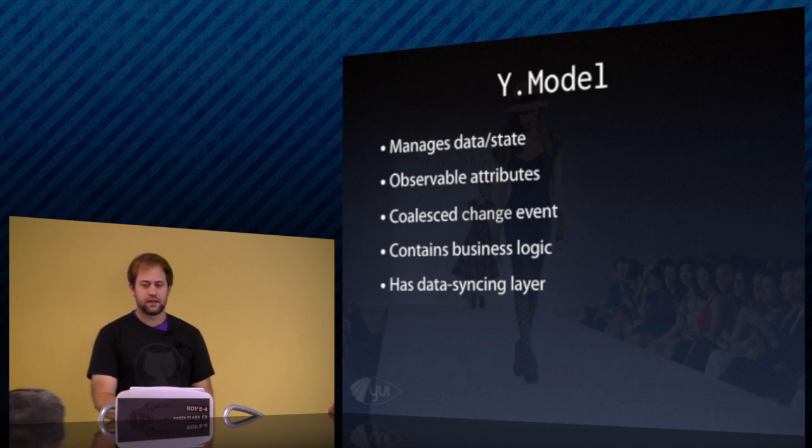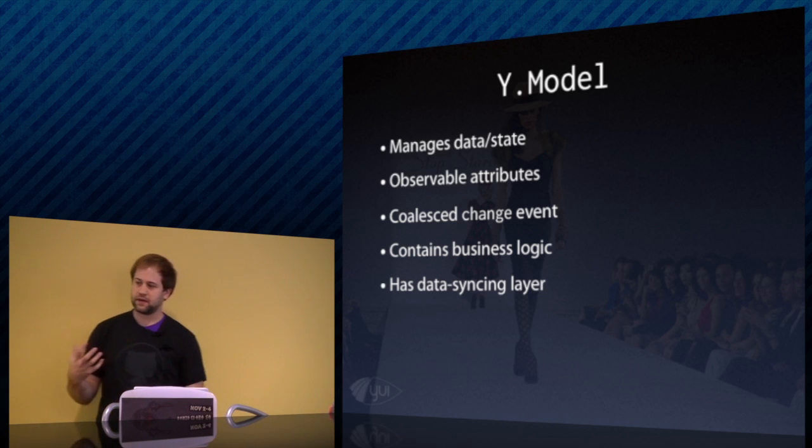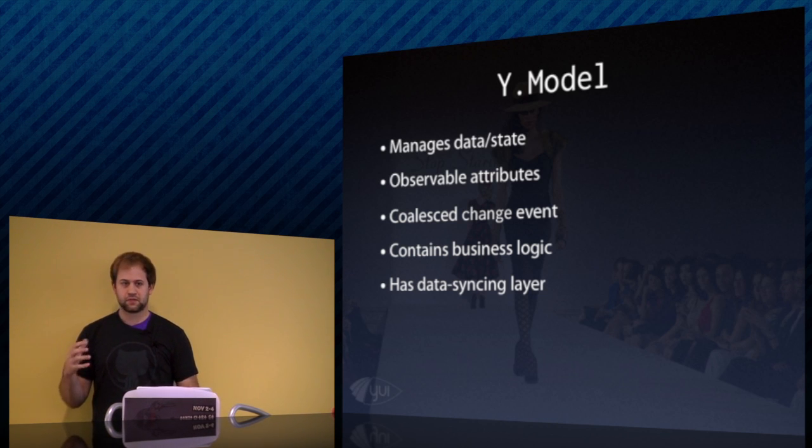We also added this idea of a sync layer inside of model. And this is so that you can sync data between, say, a server and the client, and have your business logic around that syncing. So if you're doing any type of validation of cross attributes before you go and save that to the server, or you need to load data from the server, that's what the sync layer handles.